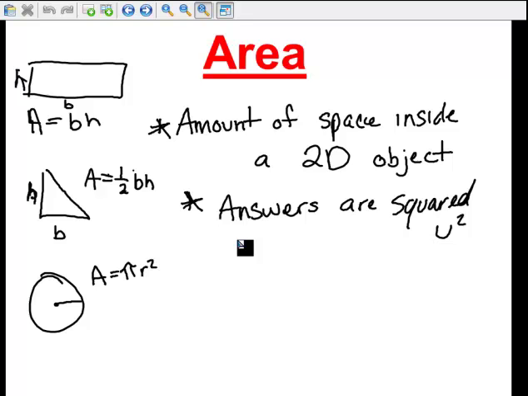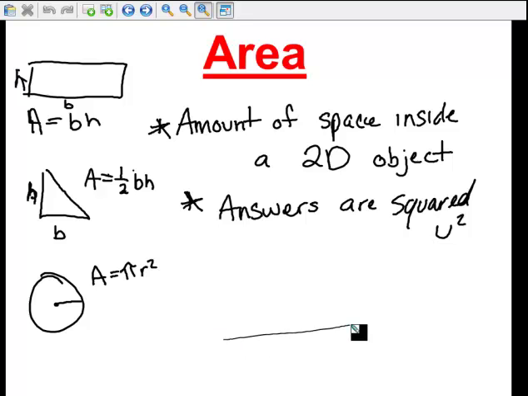Okay, this was our introduction lesson to area and volume, just reviewing area and starting to look at the volume of some three-dimensional objects. So this needs to go down in your notes if it isn't already. A definition of area would be the amount of space inside a two-dimensional object, which is why we have answers that are squared. So it's going to be units squared, such as inches squared, centimeters squared, kilometers squared, all of that.